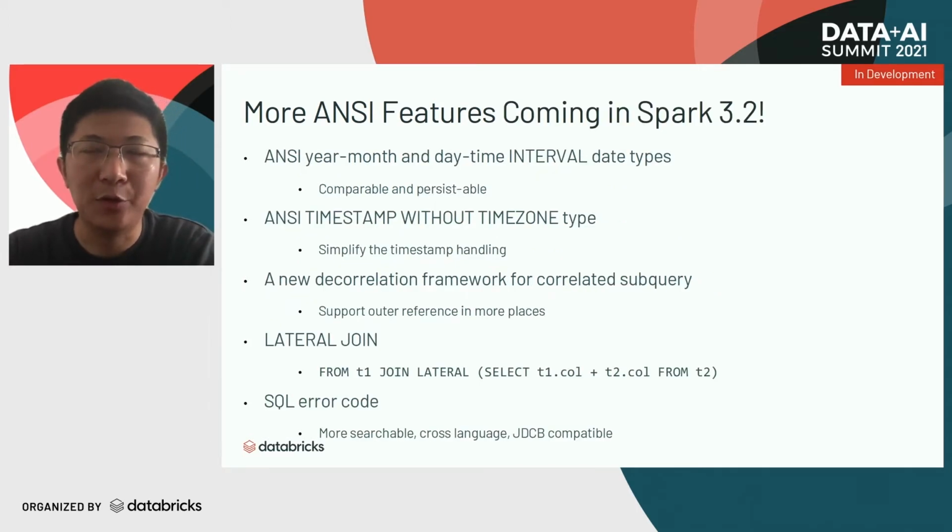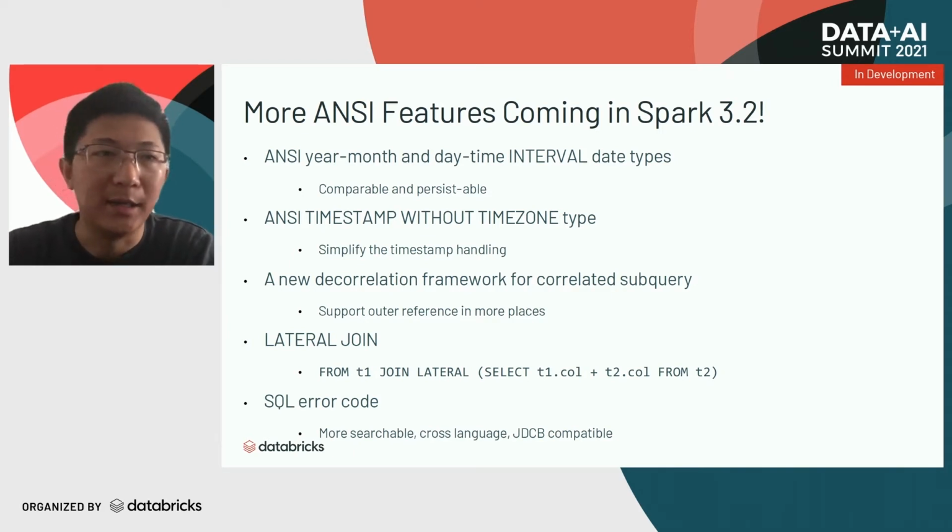In the upcoming Spark 3.2 release, there is a lot of other ongoing work for ANSI SQL compliance. For example, we will add the ANSI year-month and day-time interval data types to replace the current interval type, which is very limited. The current interval type is not comparable because you cannot compare a month and 3 days, as a month can be either less than, equal to, or more than 3 days. So it doesn't make sense to compare a month and 3 days. In the new types, we put months and days into different types. So now we can compare each type individually.